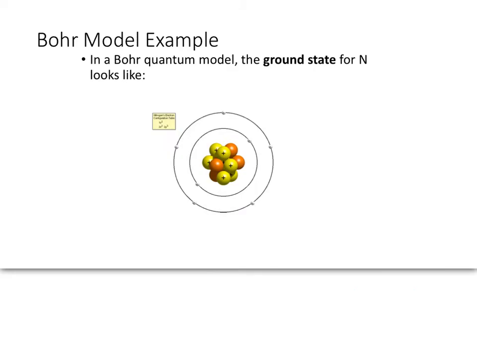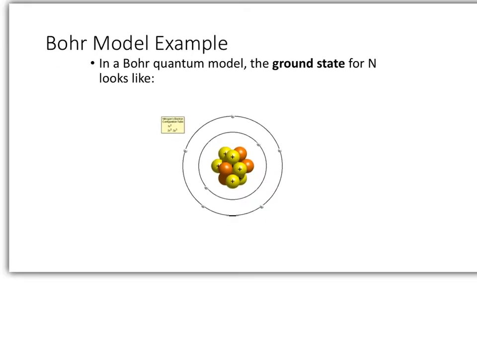So, just an example. The ground state, meaning normal state, there's no extra energy in here, nothing's excited. For nitrogen, if you look at the periodic table, nitrogen is the element right before oxygen. Its atomic number is 7. It has 14 neutrons in its most common isotope.